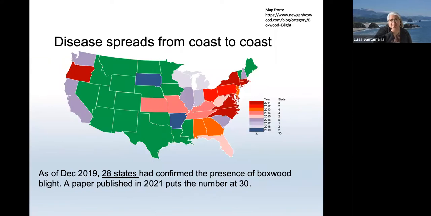In the United States, this was identified in 2011 in Connecticut and North Carolina, and then in Oregon. So we were among the first states where this disease was identified. And now, in 2021, an updated publication reported that more than 30 states have reported the presence of boxwood blight.